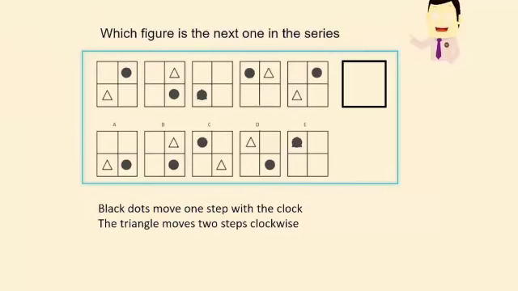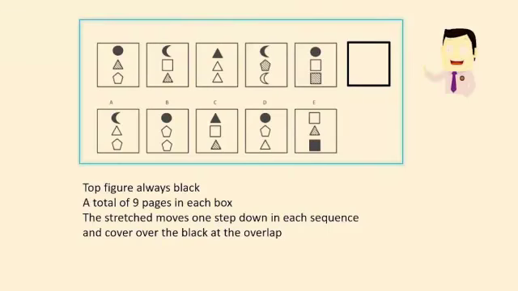Black dots move 1 step with the clock. The triangle moves 2 steps clockwise. Top figure always black. A total of 9 pages in each box. The stretched moves 1 step down in each sequence and covers over the black at the overlap.